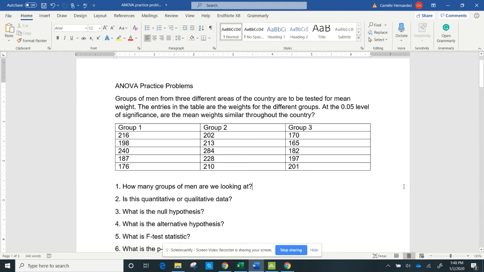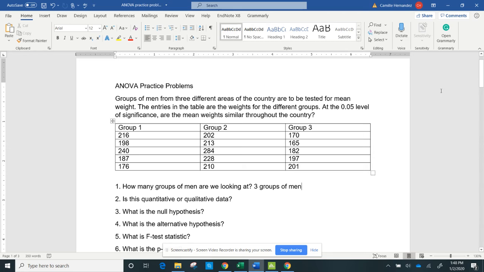All right. First question is, how many groups of men are we looking at? So it shows here we have group 1, group 2, group 3. So we have 3 groups of men. Why is that important? It's important because what an ANOVA does is it takes different groups and compares their averages together. So for group 1, we have their mean weights, and another way to say that is average weights. For group 2, we have their mean weights, and group 3, they have their mean weights. So I'm going to average all these together by group and compare them.